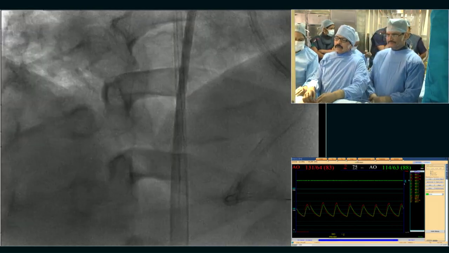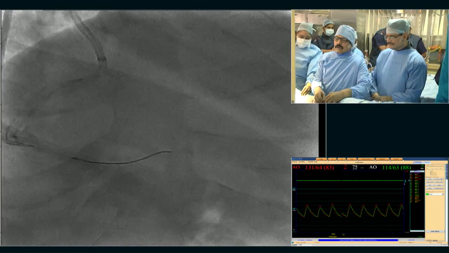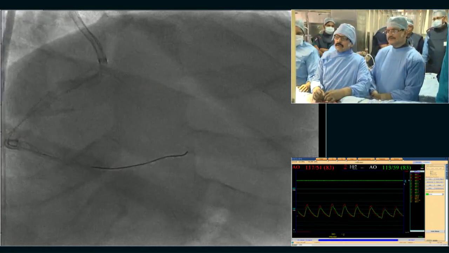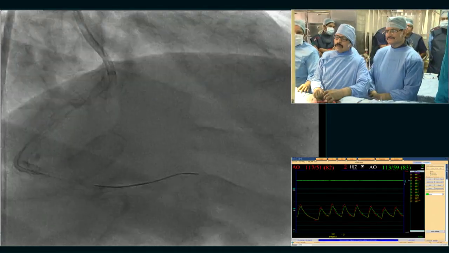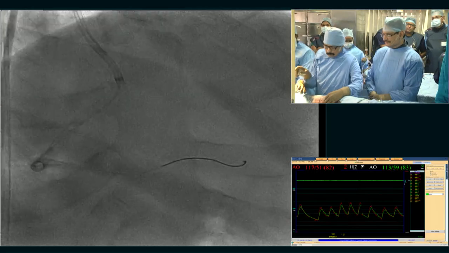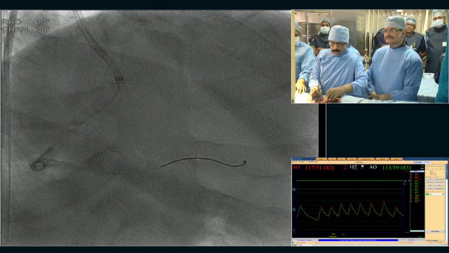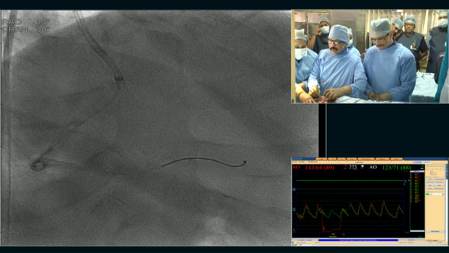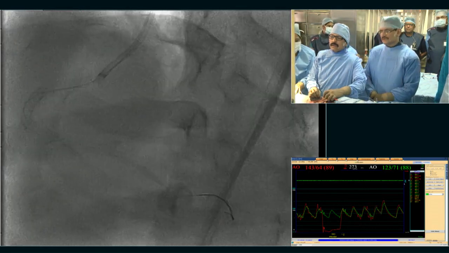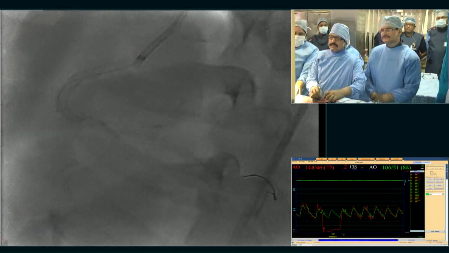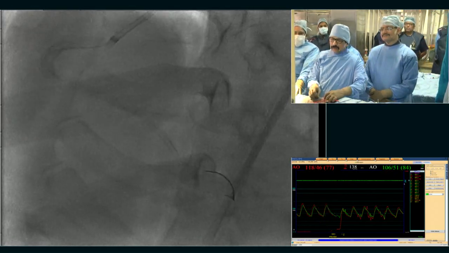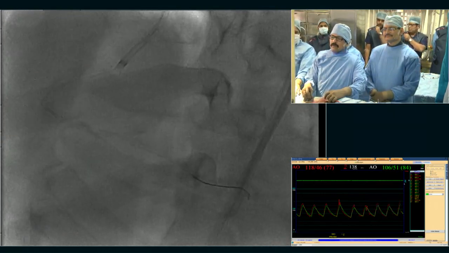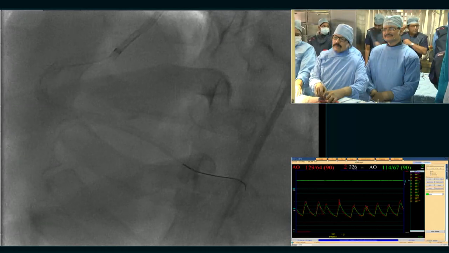So what wire are you using here? Okay. Go to the LAO cranial. Has he used only balloon all through, or did he put stents? No, he put stents. I have put one distal stent. There is a dissection in the distal part on OCT, so I have put a stent there, just near the origin. Yeah, there are 2 layers now. Confirm. He had 3 stents.